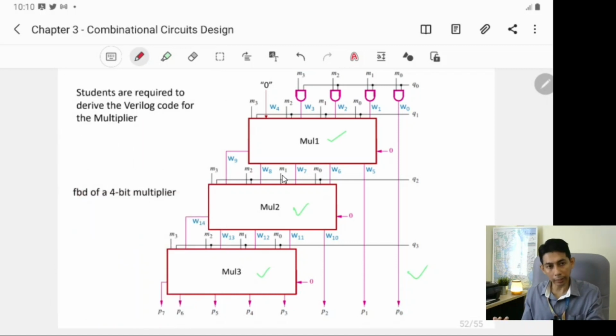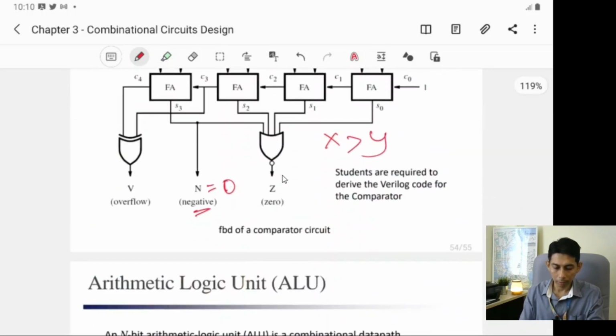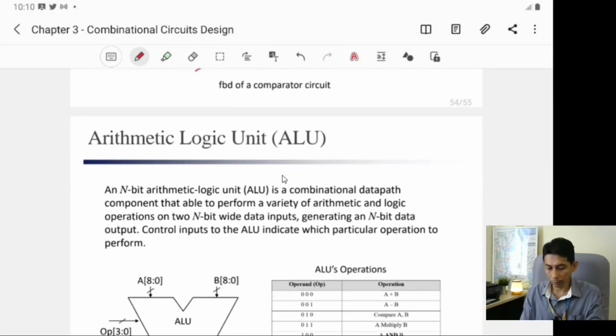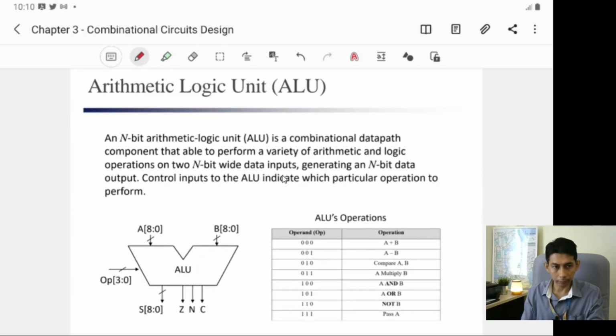Okay, so if you do not understand the concept, maybe you can refer back to the video later on. Yeah. All right, so we want to go to the last part of this.